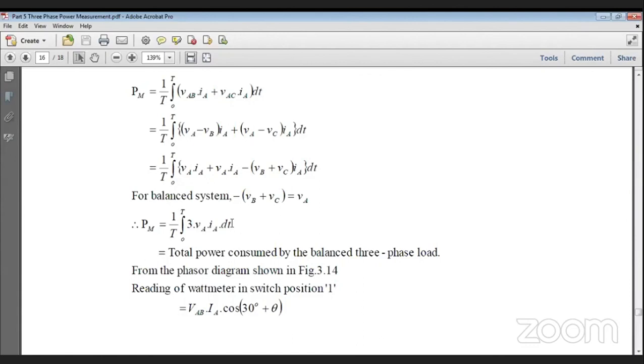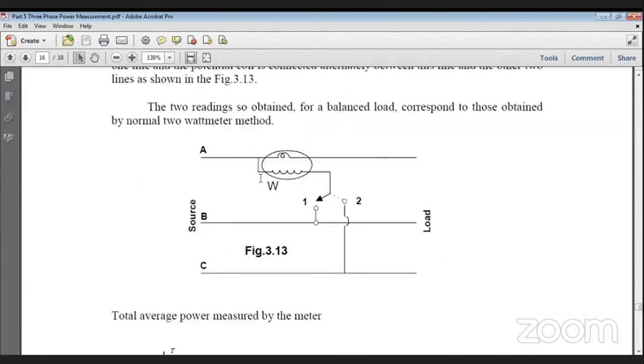So that means by having only one wattmeter, I can measure the total three-phase power. So sometimes very tricky questions are asked in interviews: if it is a three-phase power measurement, how many wattmeters do you require? Now this is a very tricky question. Right? If you say 2 wattmeters, the answer is correct.